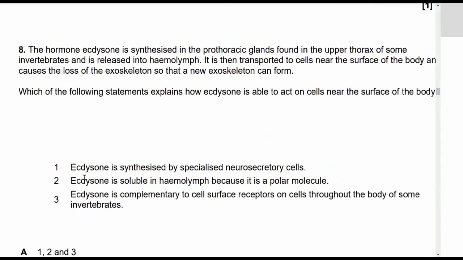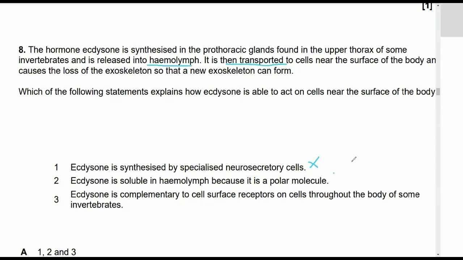Okay, 8. Let's get into this one. The hormone ecdysone is synthesized in the prothoracic glands found in the upper thorax of some of the invertebrates and is released into the hemolymph. It is then transported near the cell surface body and causes the loss of the exoskeleton. So this is kind of how an insect sheds its exoskeleton. Which of the following statements explains this?